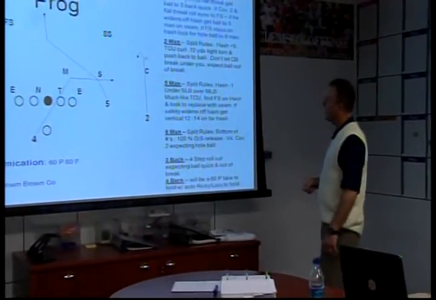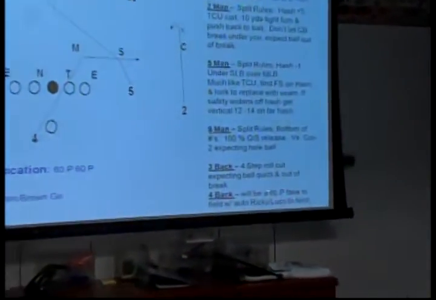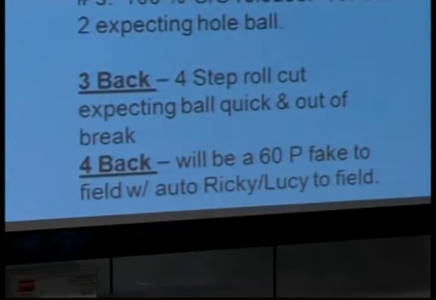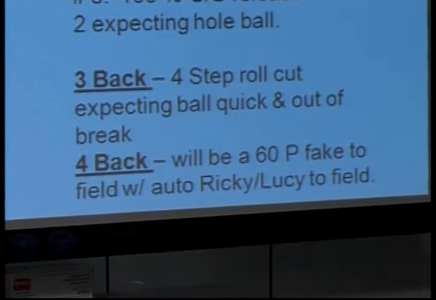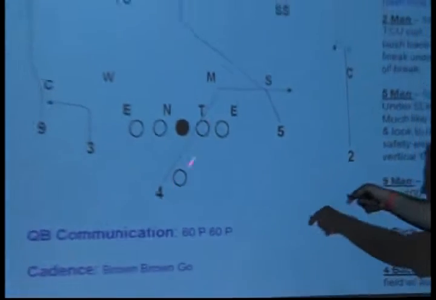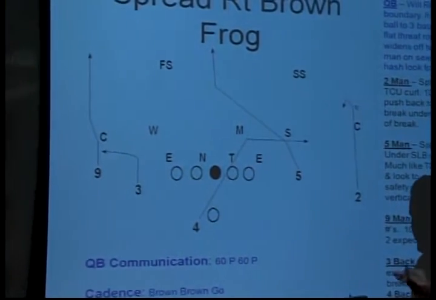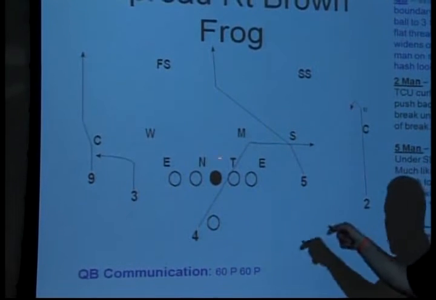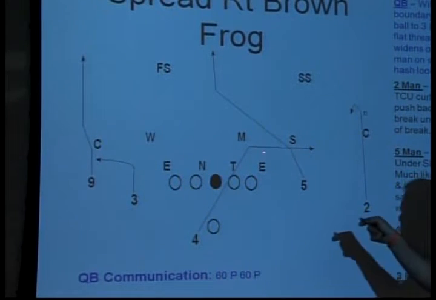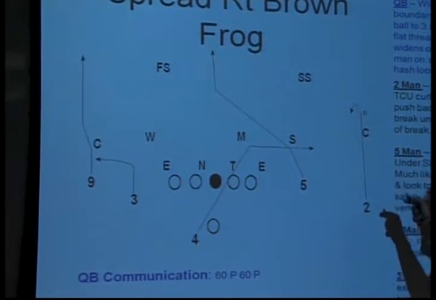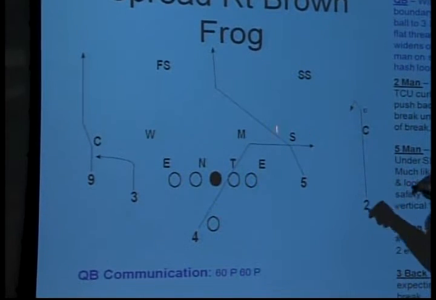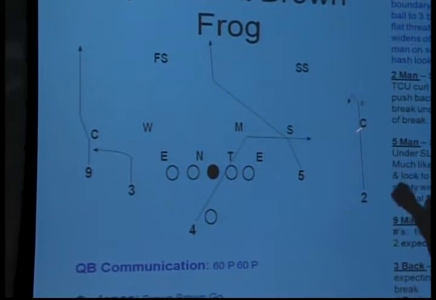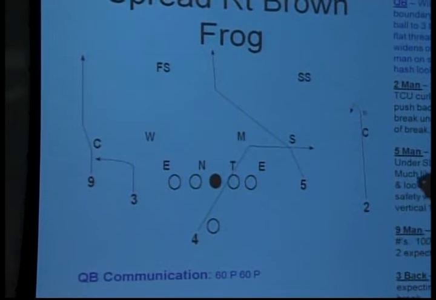Okay? 4-back, your 4-man. You're going to run a 60p fake, and you're running a Ricky or Lucy to the field. Okay? Again, if he comes, I've got to pick him up. He's eating me up. I can't get out in the flat. I can't get out in a route concept. If he doesn't come, I've got to bust a hump to get flat and fast. Okay? Again, we will be high-lowing right here. This will be the read that will work in a quarters coverage.